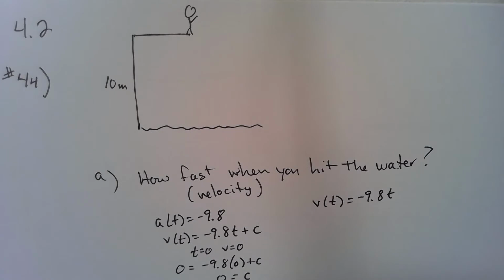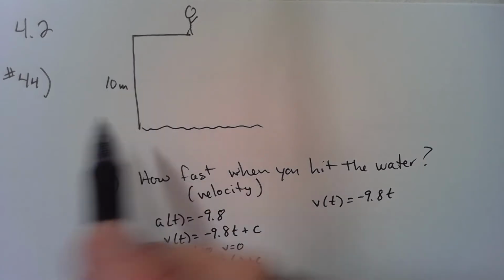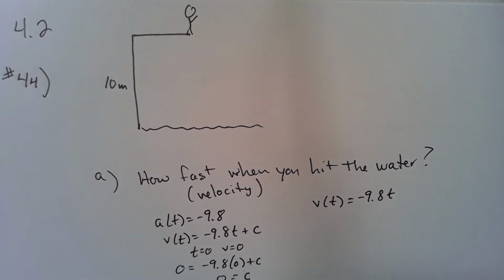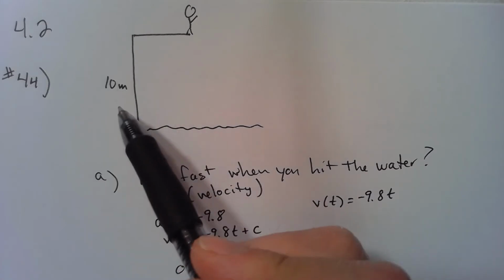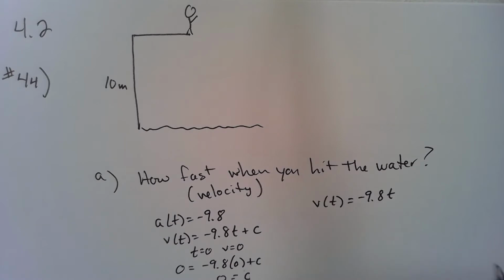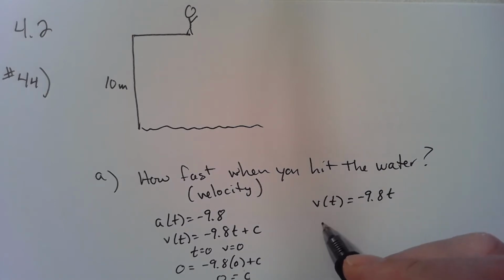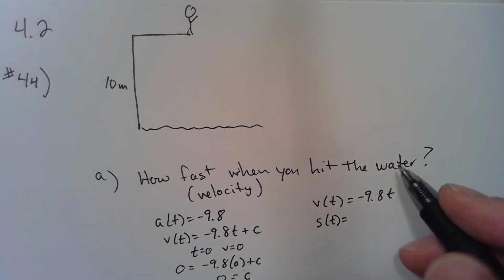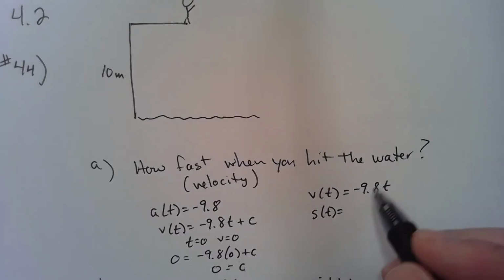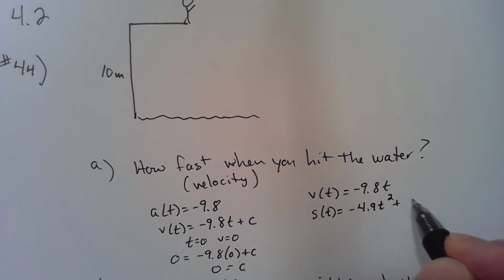Alright, what we know is the time is after we've traveled 10 meters. So if we knew when we hit the water, we could plug that into our velocity equation. But we don't know when we hit the water, so we need to know the position or the height. So I will just call it s. S of t would be the antiderivative of velocity. So negative 4.9 t squared plus c.